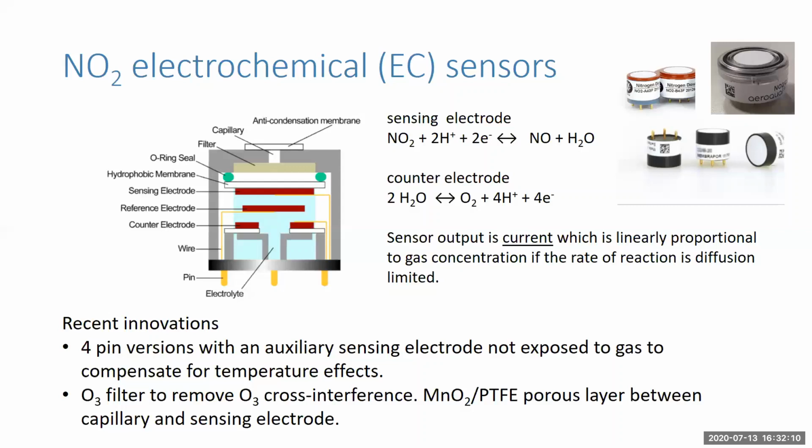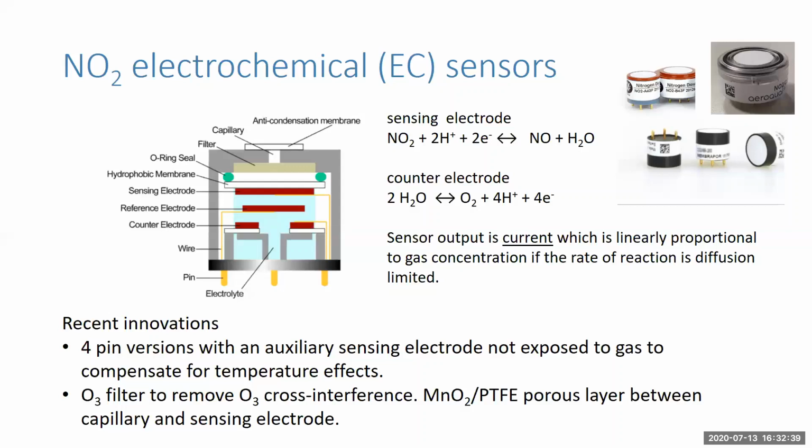In the case of NO2, NO2 is reduced to NO, and simultaneously at the counter electrode there is the oxidation of water reaction. As I said, the output of the cell is a small current, and this is usually on the order of a few nanoamps for ppb levels of NO2. There's been a number of recent innovations.